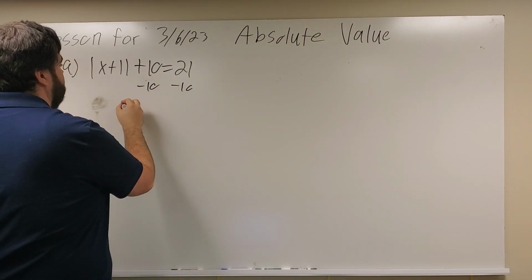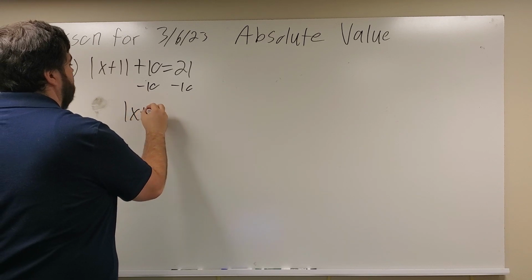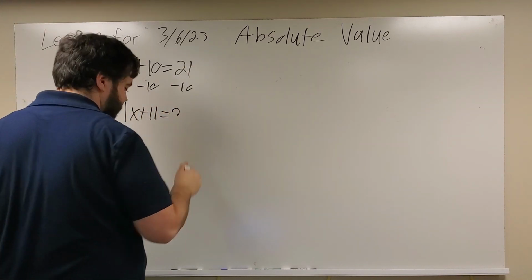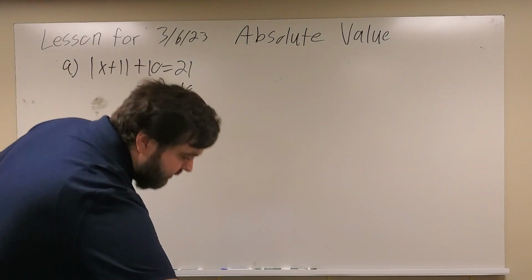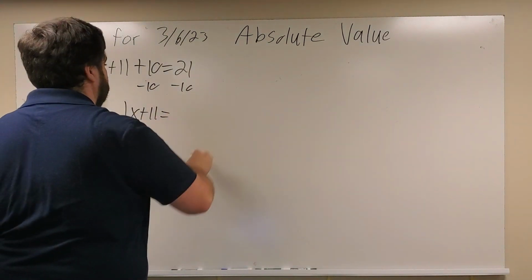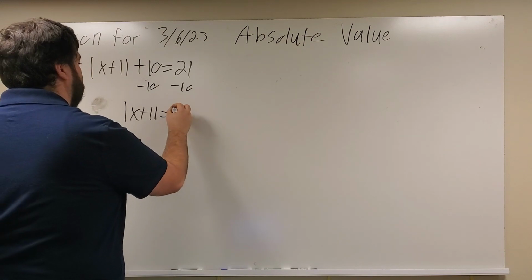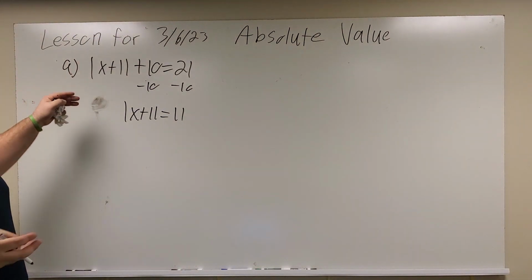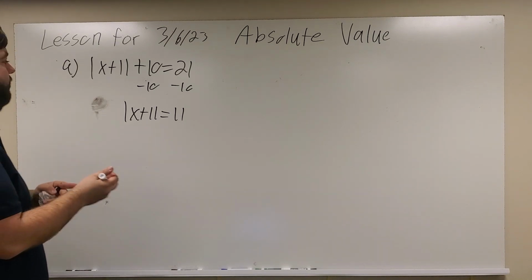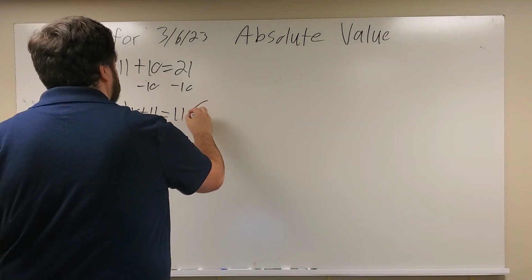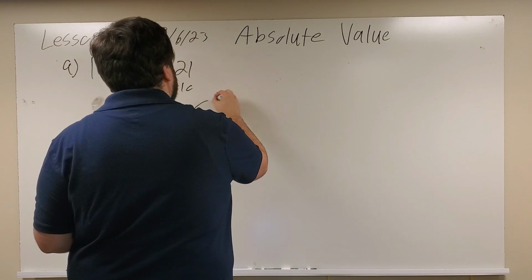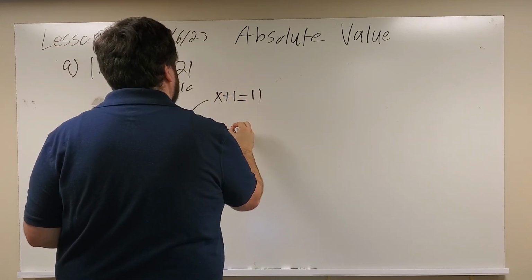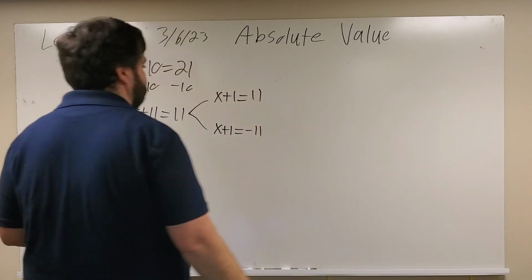All right? Then we end up with the absolute value of x plus 1 is equal to, nope, it's 11. Almost rewrote 21. It is 11. Okay? We have successfully isolated. I is done. On to our first S. Let's split. So, we have x plus 1 equals 11, and x plus 1 equals negative 11.